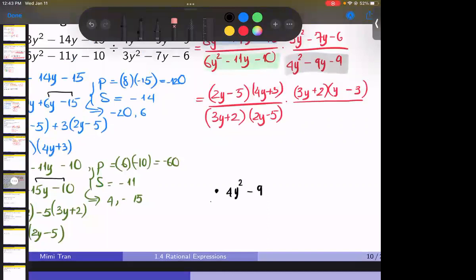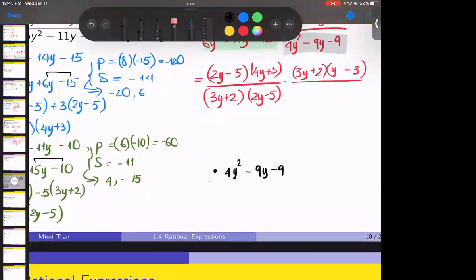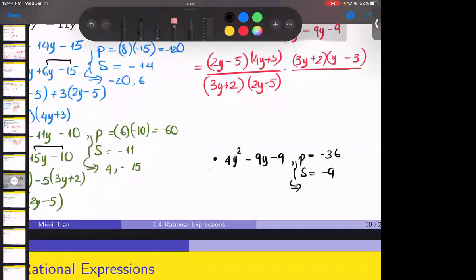I'm gonna write this down. 4y squared minus 9y minus 9. I need the product to be -36 and the sum to be -9, and the two numbers will be what? What are the two numbers that multiply to -36? -3. Thank you. So I have 4y squared minus 12y plus 3y minus 9.